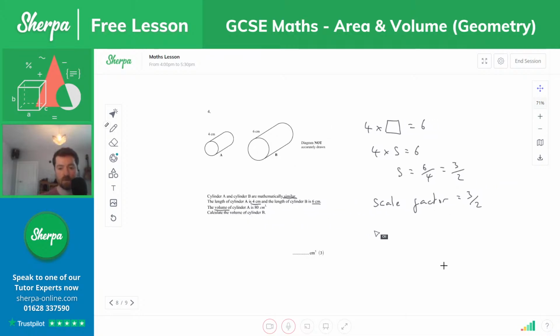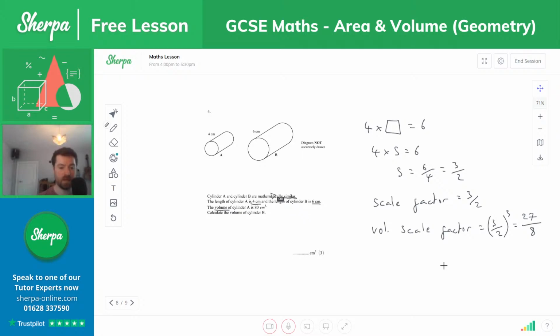And now we're dealing with volume, right? So our volume scale factor, we're going to take our linear scale factor of 3 over 2, and we're going to cube it to get our volume scale factor. And we could do that quite easily. So 3 cubed, we saw previously, is 27. Always good to have that in the back of your mind. And 2 cubed is 8. So that is the volume scale factor.